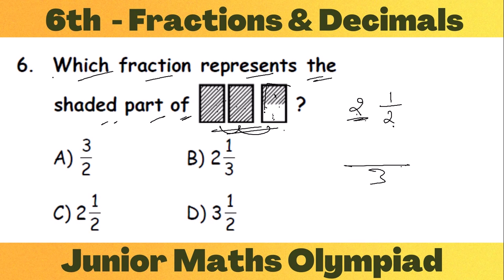Means if we consider this box as 2 parts, out of 2 parts only 1 part is filled. We can write it as 1 by 2. 2 complete boxes 2. This incomplete box half, 2 and half. The fraction represents 2 and half. So option C is right.